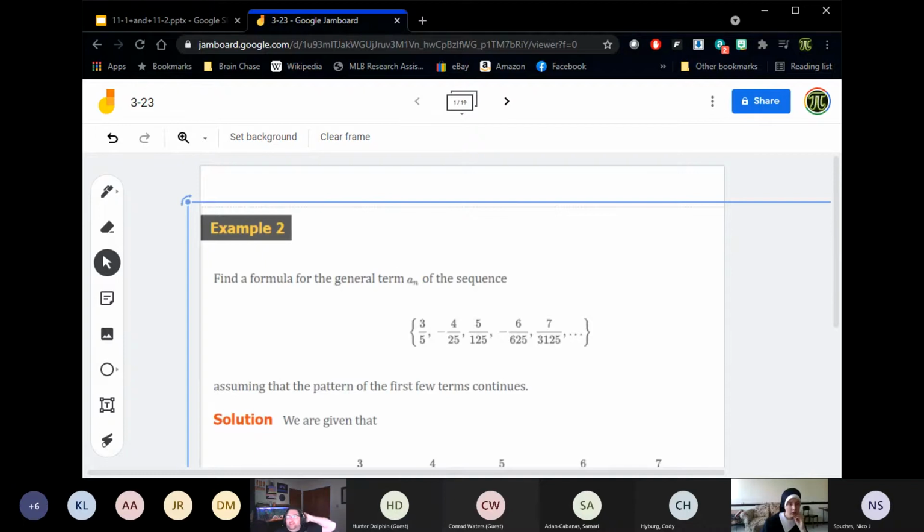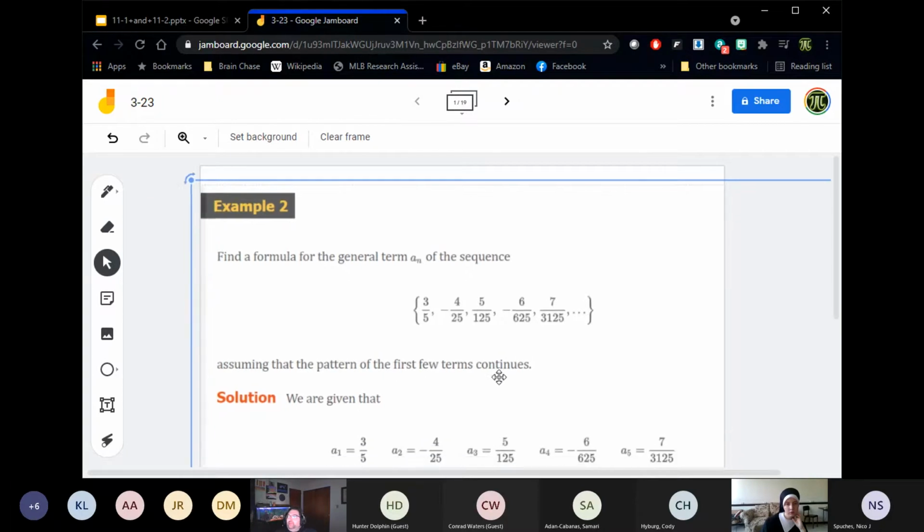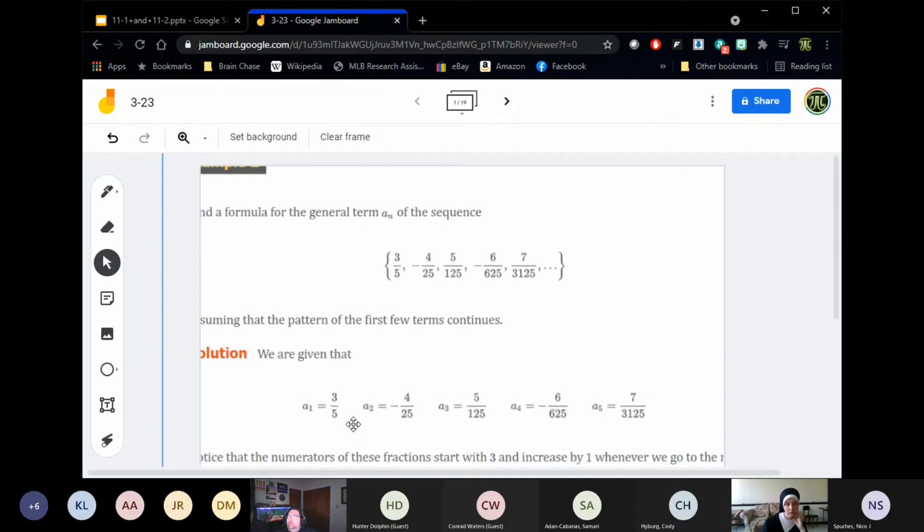Okay, so we've got this sequence. It's 3/5, -4/25, 5/125, and so on and so forth. What we want to do is come up with a formula, or a general term, for that sequence. So we look at the fact that a1 is 3/5, a2 is -4/25. So that 1, 2, 3, those are going to be my n values. Now I've got to come up with how I'm going to set up my equation to get my negative sign, my numerator, and my denominator, all using the same n value. So let's look at that first piece there, the sign.